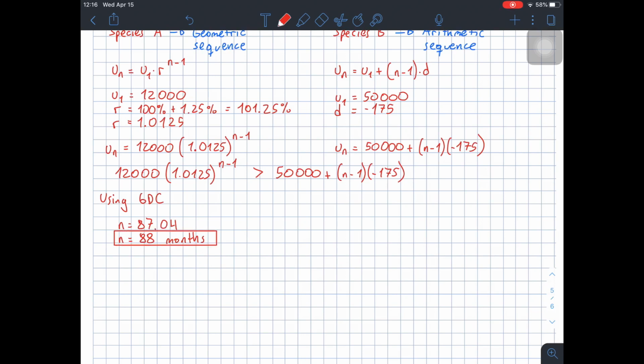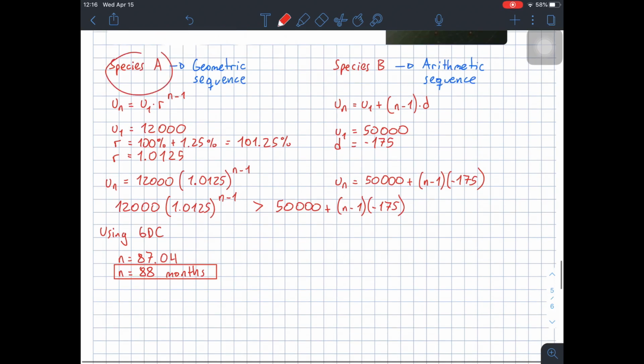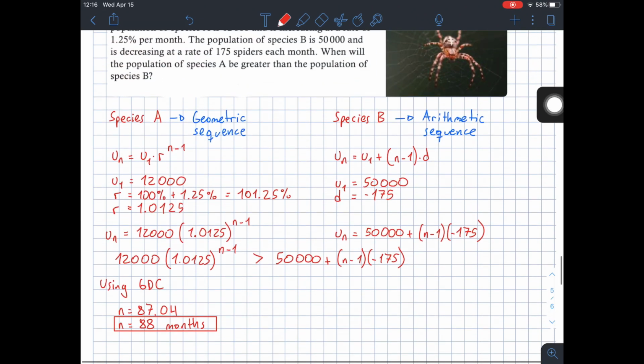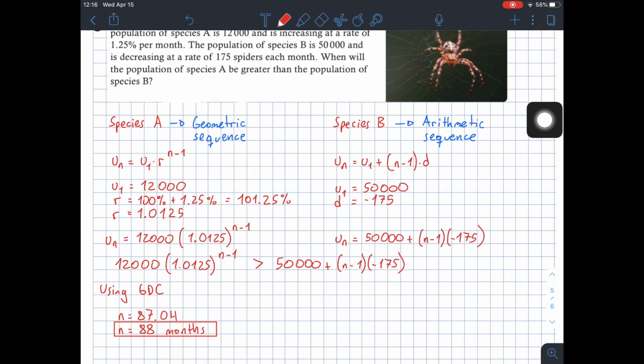At month number 88, the geometric sequence, species A, would be greater than the arithmetic sequence, which is species B. Okay, so I hope you understood this, seniors. If you have any questions, do not hesitate to ask in the Google Classroom.